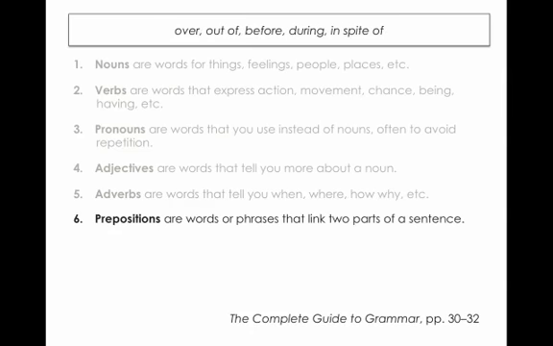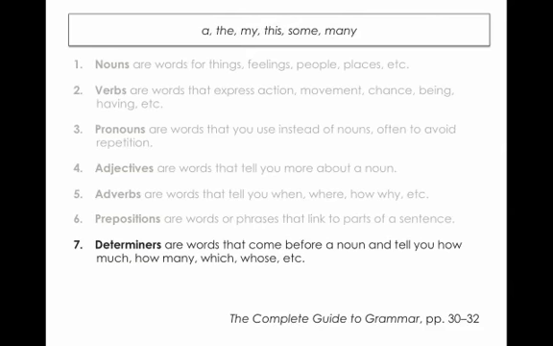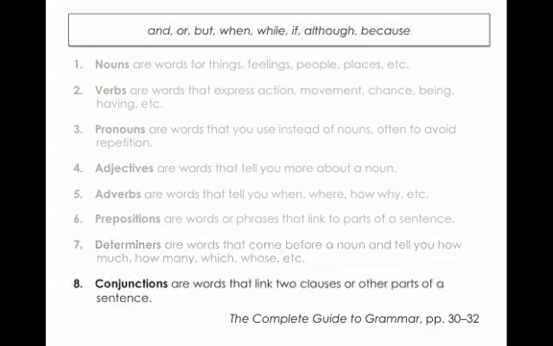Prepositions are words or phrases that link two parts of a sentence. Notice it says words or phrases. In the list it has out of and in spite of, which are phrases that perform the same grammatical purpose as sometimes just a single word. Determiners are words that come before a noun and tell you how much, how many, which, whose, etc., another etc. there. And conjunctions are words that link two clauses or other parts of a sentence.